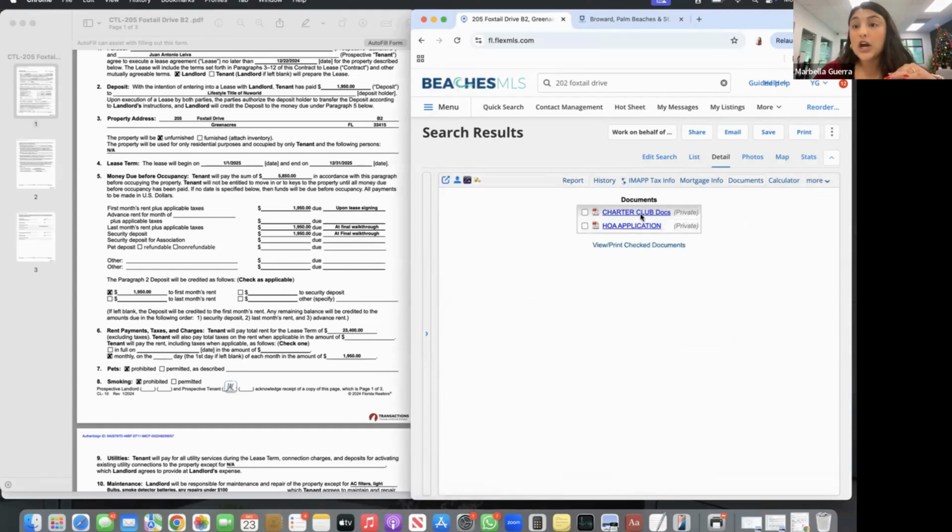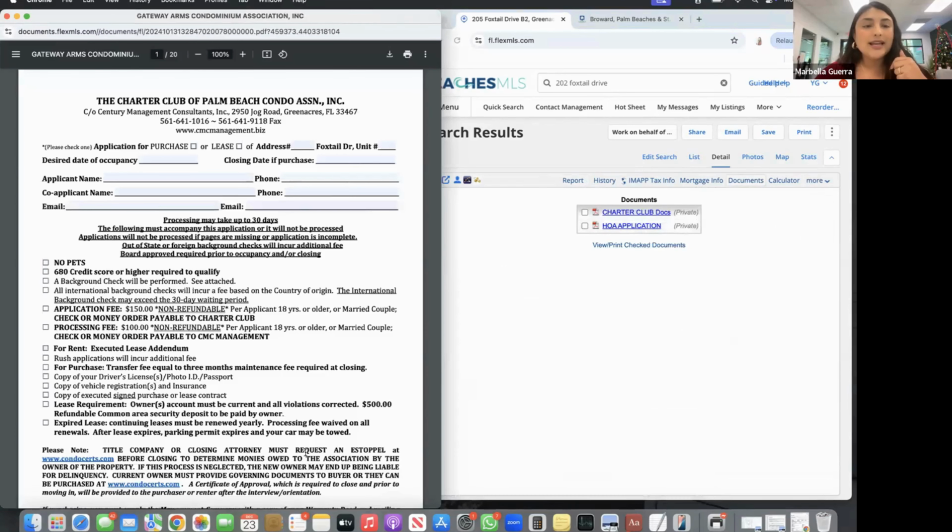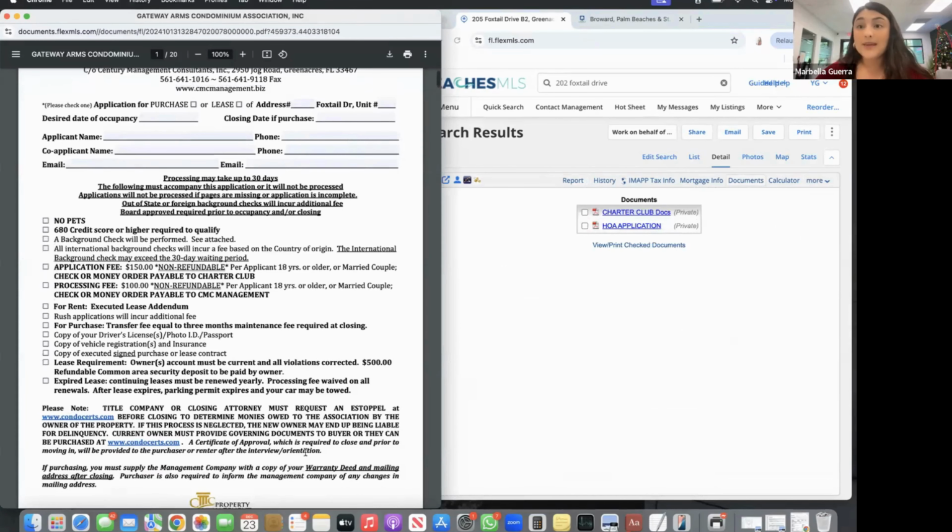Sometimes if they're a good listing agent, they have in the document section a list of the documents for that association. So you can check the HOA application. This one just so happens to have it. So I can check what the requirements for the HOA application are. So I know that my client needs to have a 680 credit score. So if I know as an agent that my client doesn't have that, I'm not even going to have them apply to this, right?